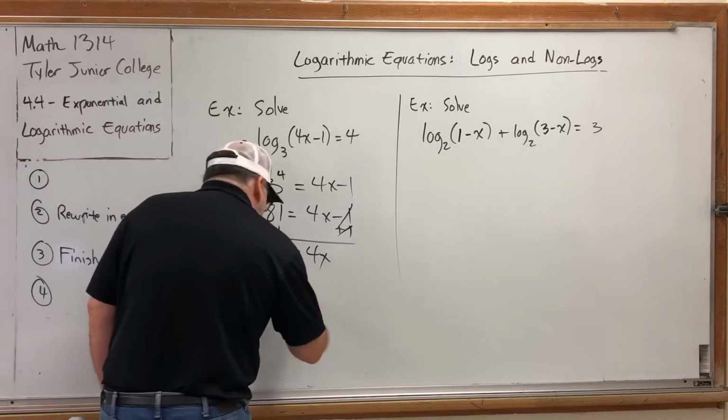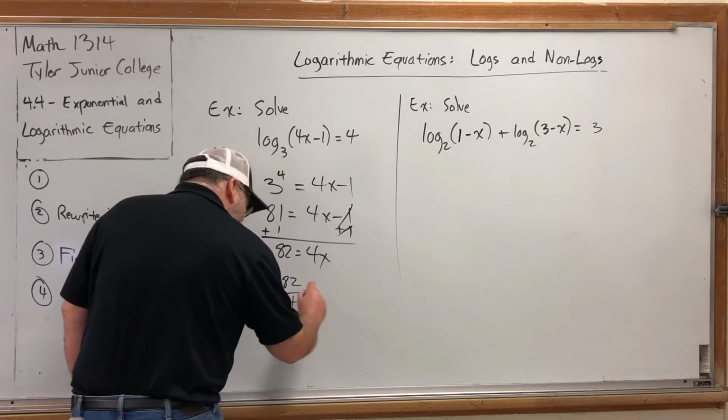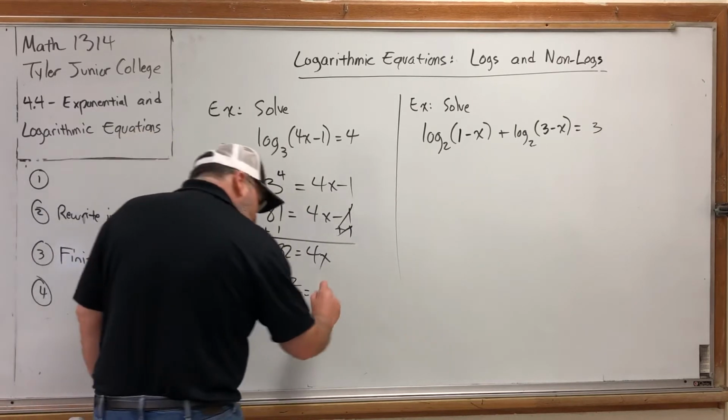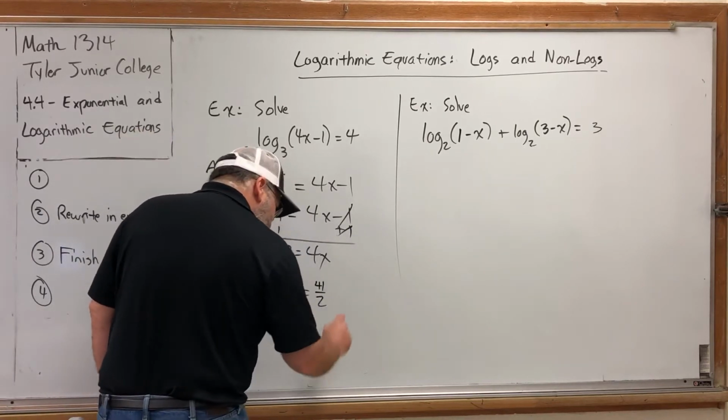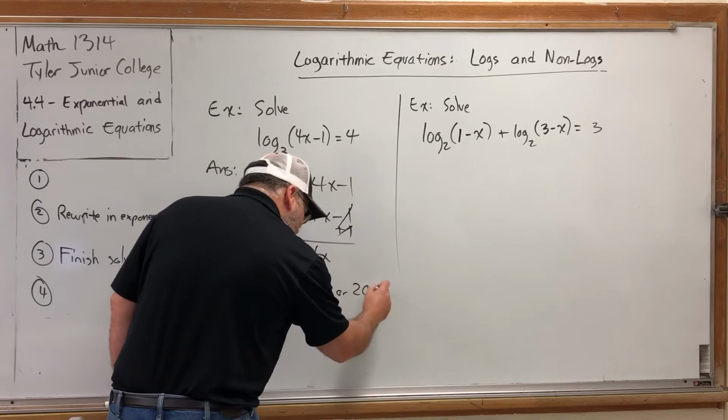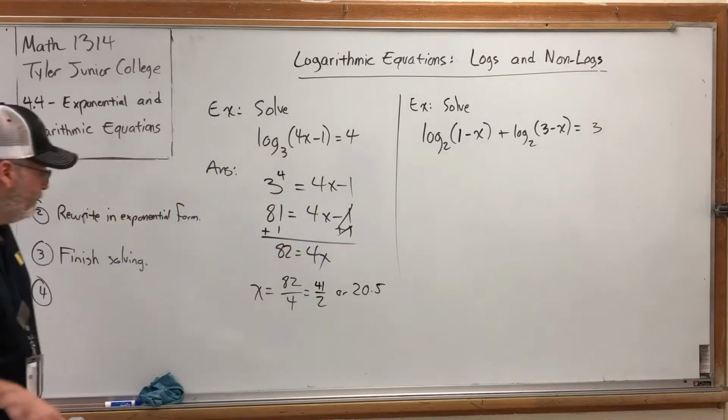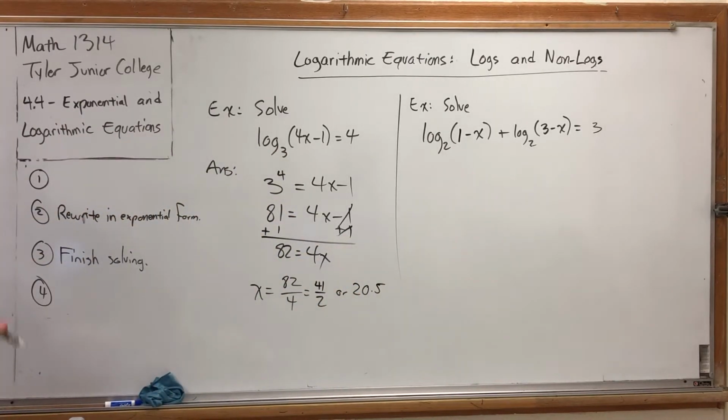Divide both sides by 4 and we get 82 fourths. It won't divide evenly, but it will reduce to 41 halves. So as a decimal, it would just be 20.5. It's not that bad of a decimal. Ta-da! Wait, there's the 4th step.